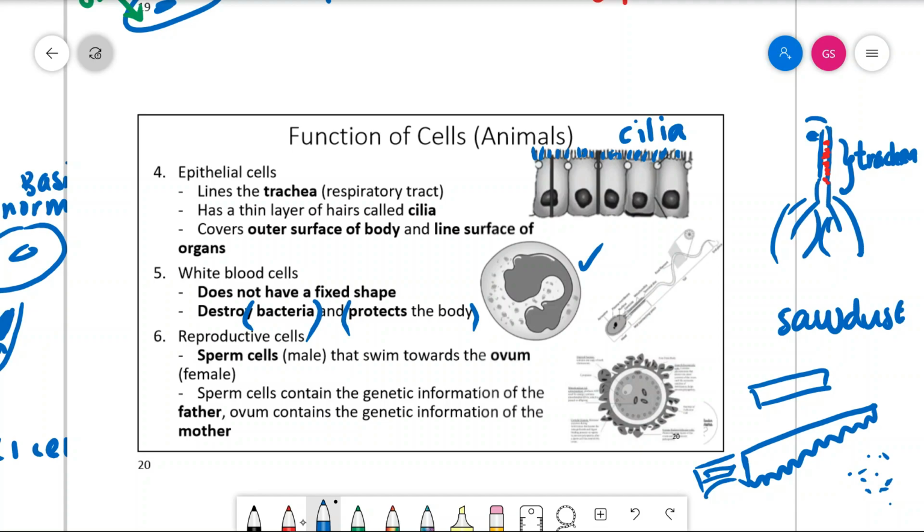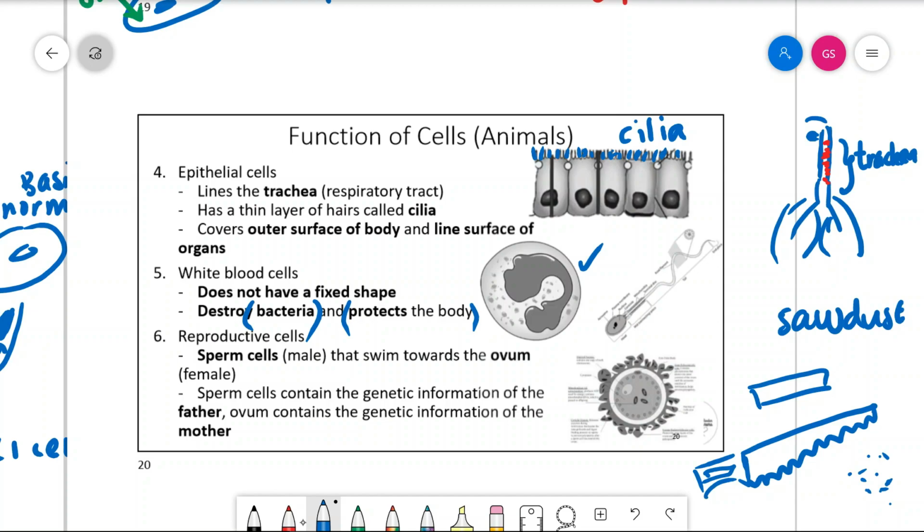Because they have different types of bacteria, germs and viruses that go into your body, you need different kinds of white blood cell to attack different kinds of virus. You cannot say, okay, let's say flu. You cannot ask the white blood cell that attacks the flu to attack the coronavirus. Cannot. Of course it will die. Of course it will kalah. The white blood cell will kalah.